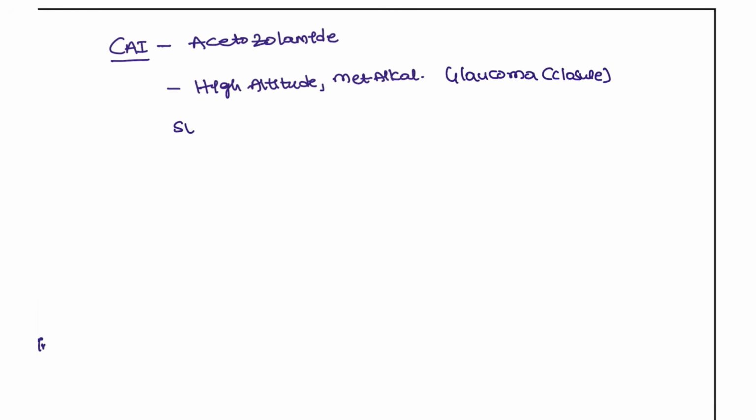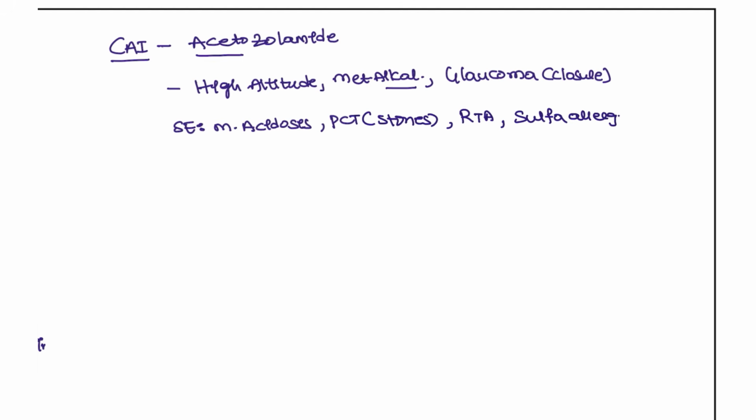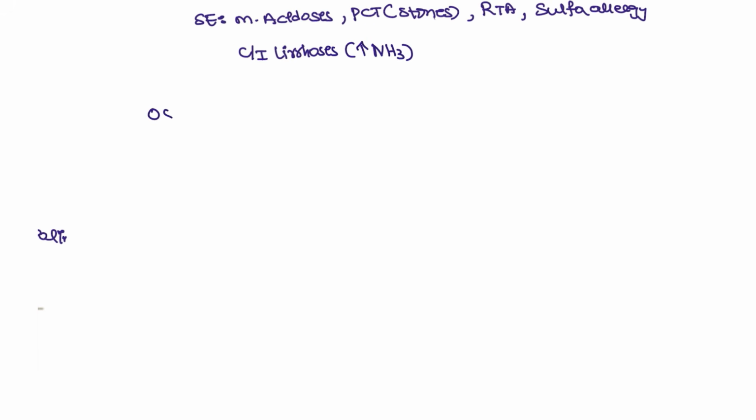Next, what are the side effects? Side effects can be asked in the examination. We are using it in alkalosis, and the drug name itself is acetazolamide, so this is going to cause metabolic acidosis in the body, and it is acting in the PCT. So it can produce stones in the patients, and it can cause RTA, renal tubular acidosis. RTA is seen in this patient, and it can also cause sulfa allergy. In patients with liver cirrhosis, it is contraindicated as it can increase the ammonia in the body. So this is contraindicated.